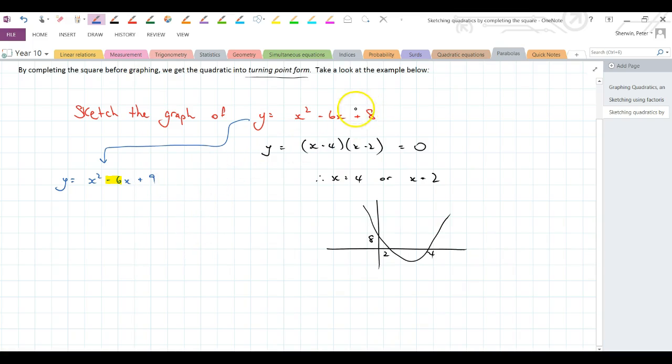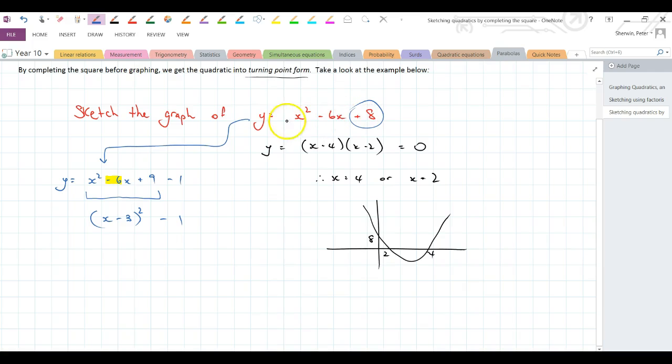Okay, but I had plus 8. I've changed it to plus 9, so I need to subtract 1. Remember, what I've got here has to equal what I had there. Otherwise, who am I kidding? I'm changing the question. But this equals this, and all is well. Now this here is a perfect square, which is x minus 3 squared. Where did I get the minus 3 from? Half of minus 6. So it's x minus 3 squared, and the minus 1 goes there.